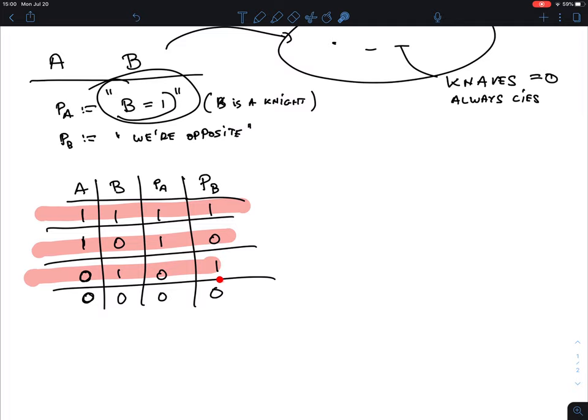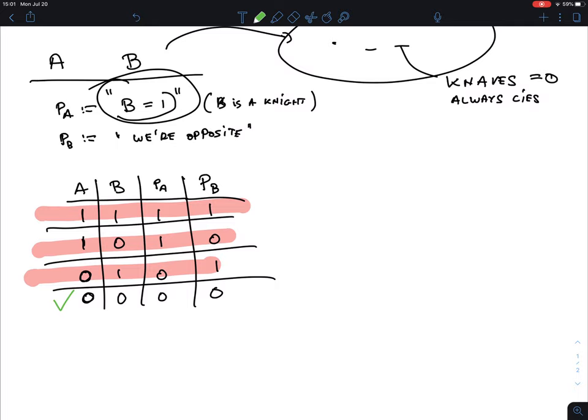PB is zero. This means this is a lie. We are opposite. What's the negation of that? That means we are the same. Now let's see. Is it the case that they are the same? Yes. So we don't rule this out, it holds.